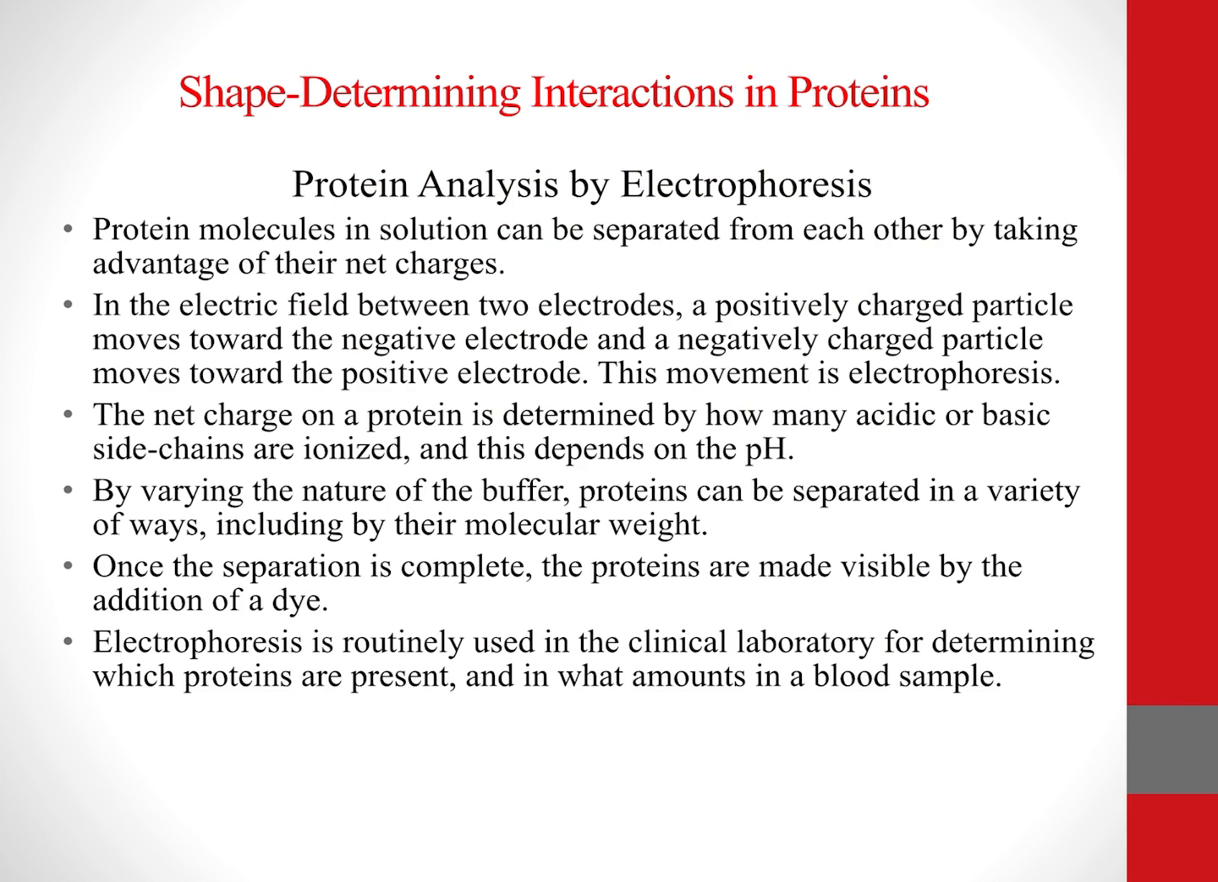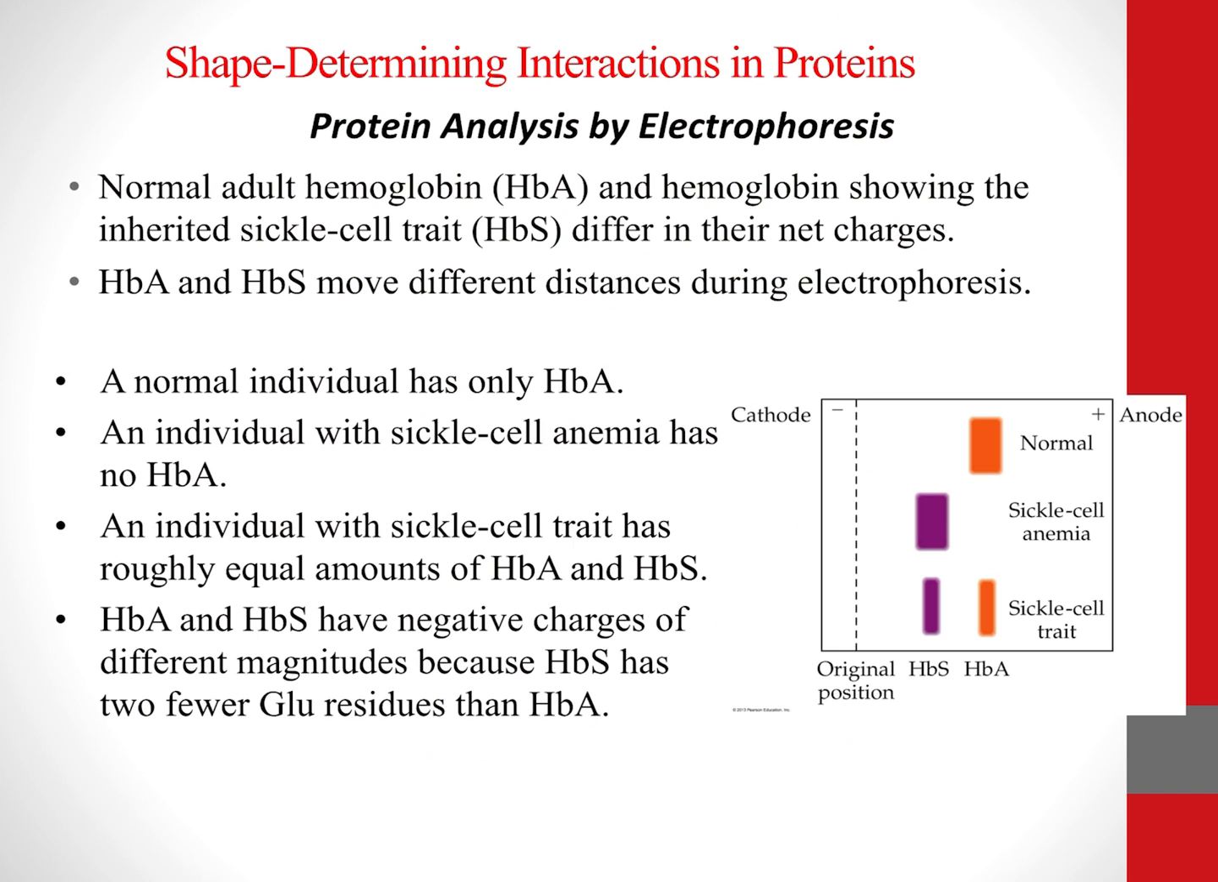Okay, so proteins can be separated using their net charges. If they have a charge, we can separate them using electrophoresis. It's used routinely in clinical laboratories to figure out what types of proteins are present in a sample. I think I have a picture right here. The positively charged proteins will go towards the cathode, which is on the left side, and the negatively charged proteins move towards the positive anode.